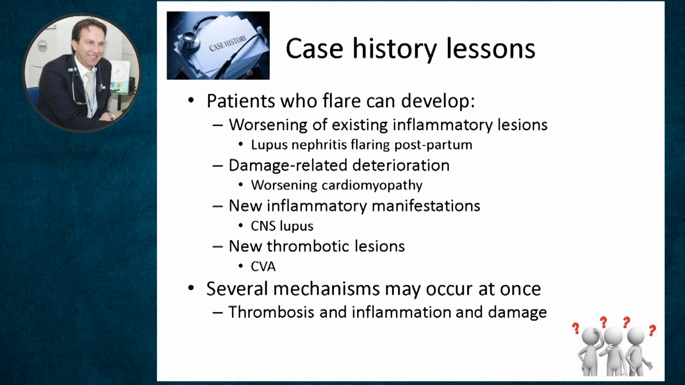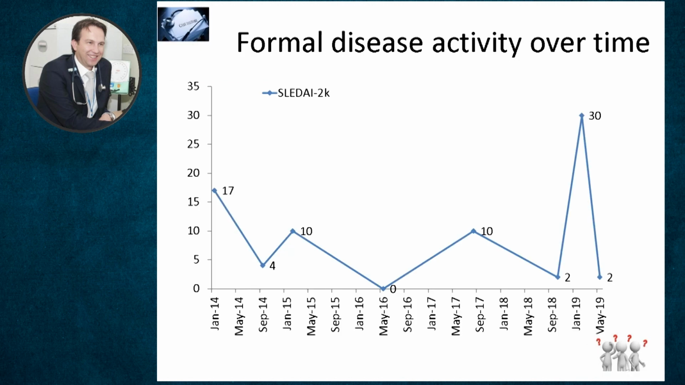So in this particular flare, she had lupus nephritis, which was a pre-existing condition that had flared postpartum. She had damage-related deterioration to her cardiomyopathy due to just a generally high level of systemic inflammation. She developed a new inflammatory manifestation with CNS lupus, but also a new thrombotic lesion with her CVA. And in a patient who is very, very ill, several mechanisms may occur at once. So in this case, she had thrombosis, inflammation, and damage all happening at the same time.